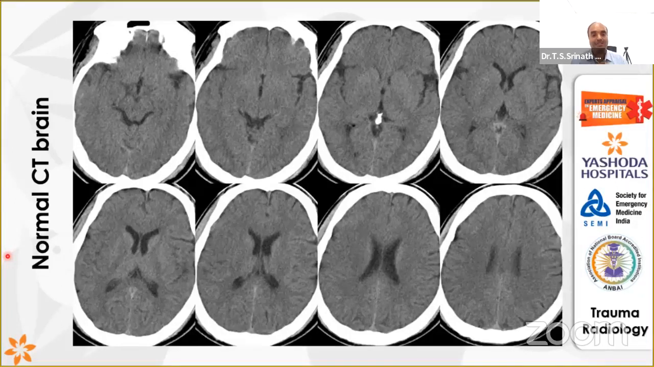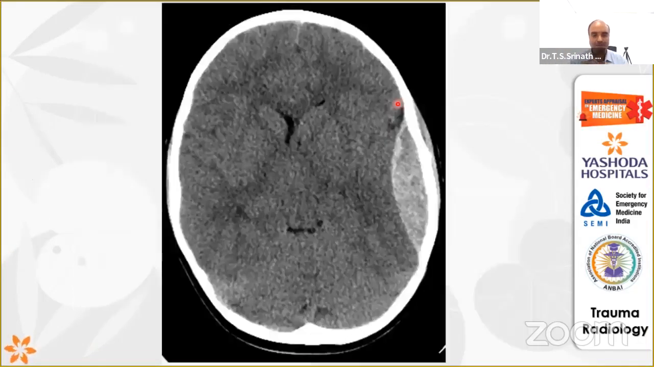So what do you think? What is this one? The last one was EDH. SDH, very good. So everybody is in line with me, that's nice to see. How did you say SDH? Because the whole bleed is across the suture line. It is not only staying within the suture line, it is extending beyond the suture line. And you can see it is totally white in color, so it is an acute bleed.